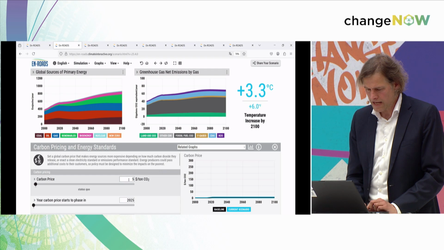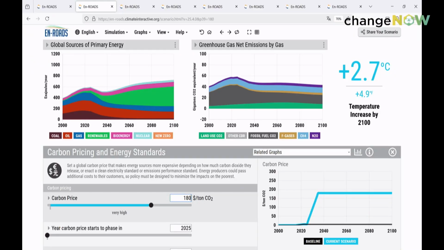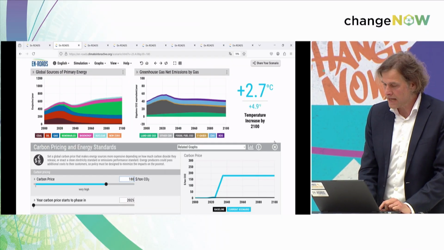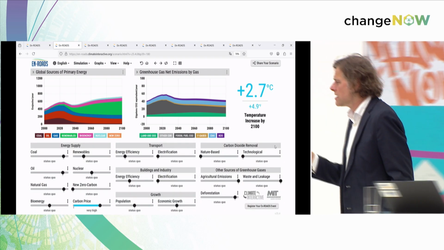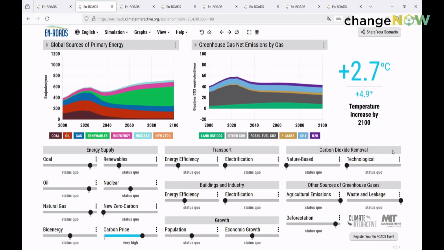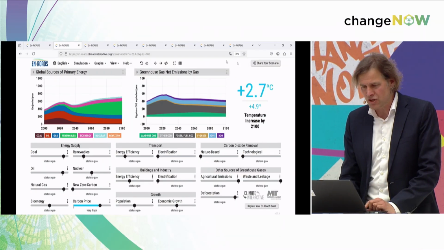So just do the 180 right here in a clean scenario. 3.3, 2.7. So this is huge. The impact of the carbon price is huge on the climate system compared to the others that we have tested before. Now the question is, why is this? Why is the carbon price so strong? Well, let's have a look at the energy mix.